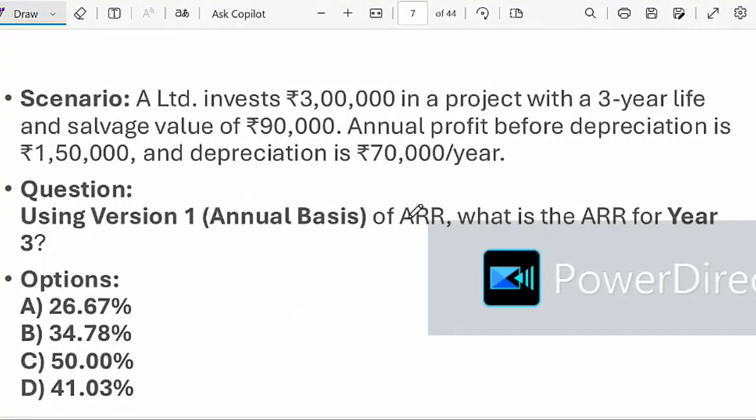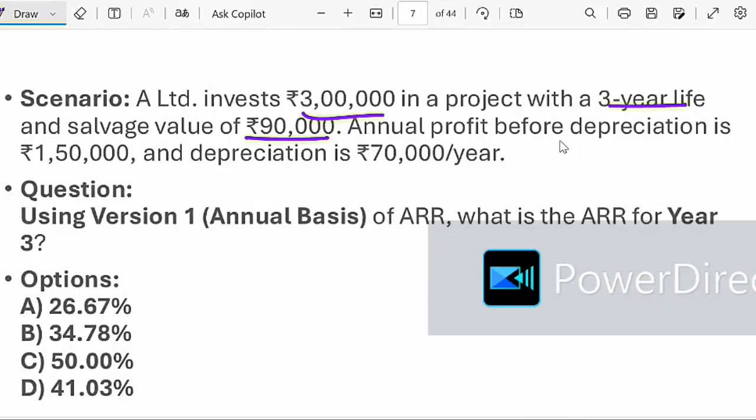So what the question is asking, there is a scenario presented before you. A Limited invested 3 lakh rupees in a project that has a 3-year lifetime and salvage value of rupees 90,000. Annual profit before depreciation is 1,50,000 and depreciation is 70,000 rupees per year.